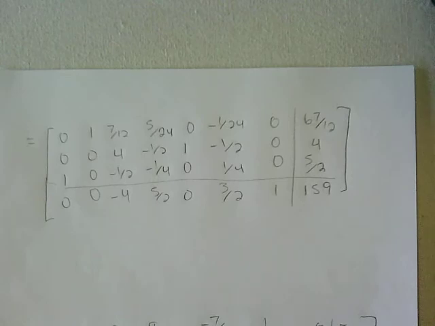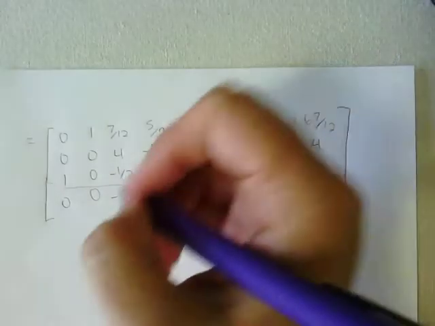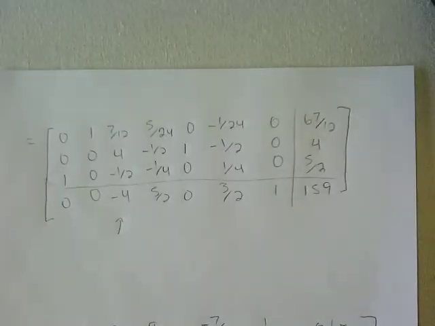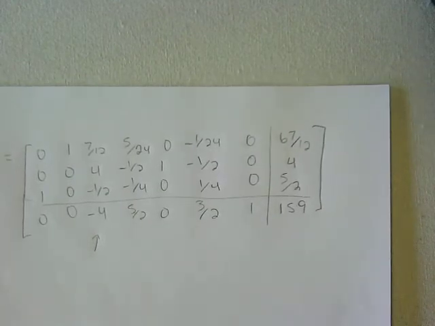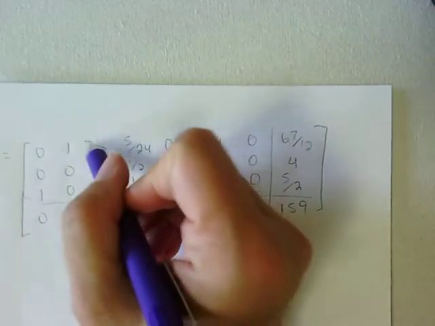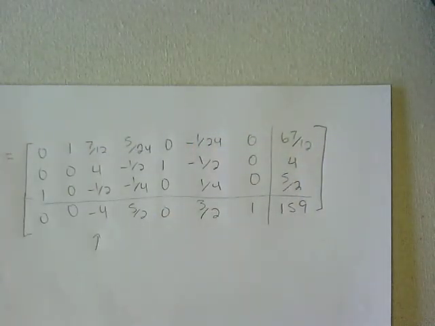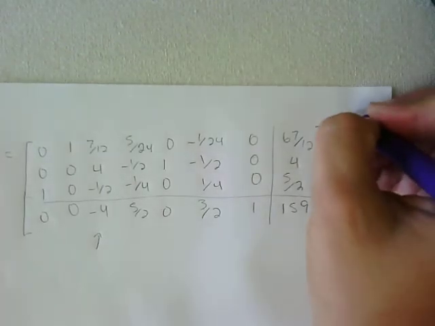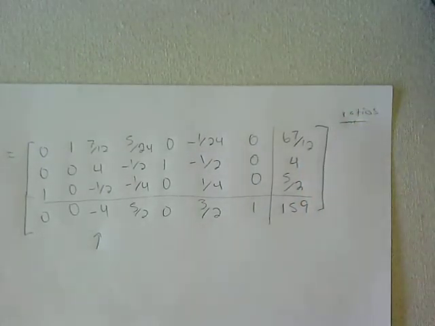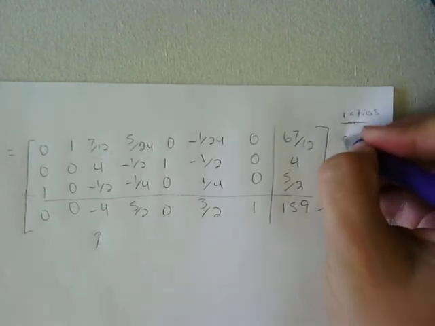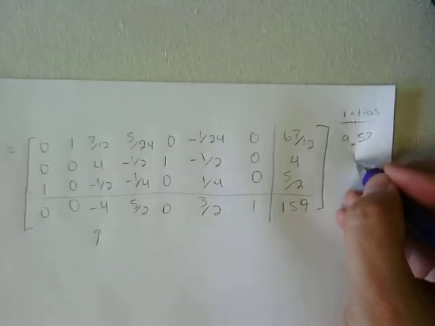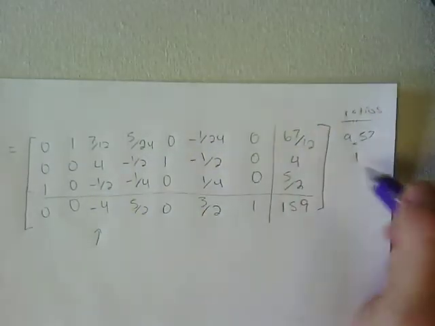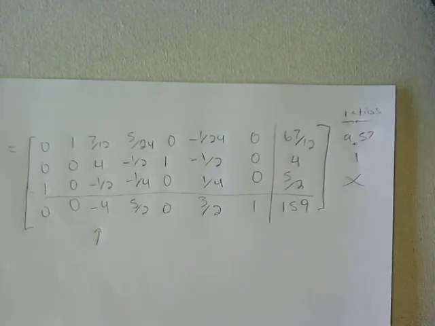Again, we're not in the optimal form yet. If we had an optimal solution, that guy would not be negative. So I need to go through and make ratios on the side again to see which element I'm going to pivot off of. I have 67 over 12 divided by 7 over 12, which is just going to be about 9.57. 4 divided by 4 is 1. And this guy's going to be negative, so I don't even have to worry about it, because I want the smallest non-negative ratio.